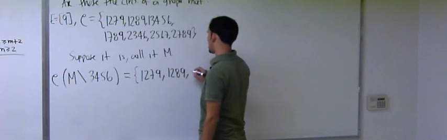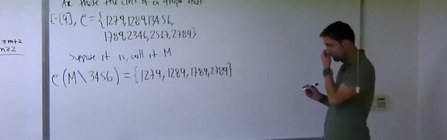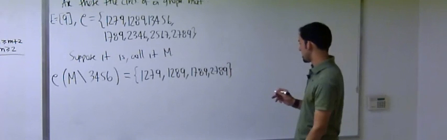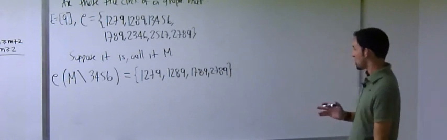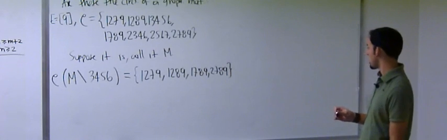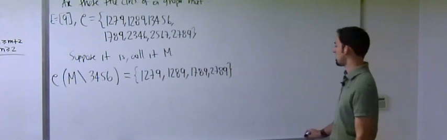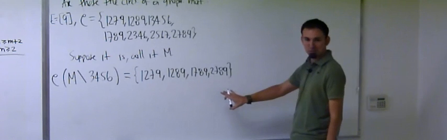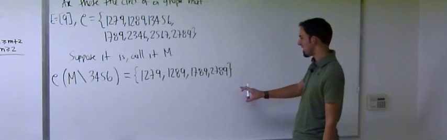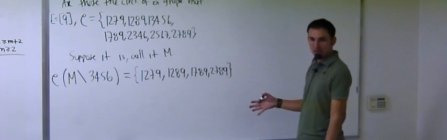1, 2, 7, 9, 1, 2, 8, 9, 1, 7, 8, 9, 2, 7, 8, 9. Okay? And now I try to understand the structure of this matroid, and I realize something funny about this matroid. What do you notice here? Is there a special element? 9 is everywhere, right? 9 is a loop of this matroid.